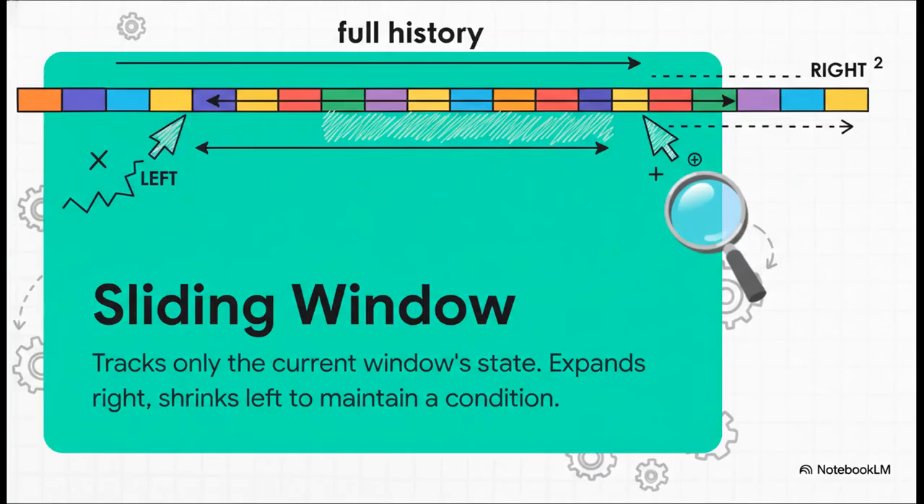You see, the sliding window just completely forgets about the full history. It doesn't care what happened 10 steps ago. It only cares about the state of the current little segment it's looking at. It's got 2 pointers, a right one that's always expanding the window, grabbing new elements, and a left one that shrinks the window whenever a rule gets broken. It's this dynamic, super focused approach.